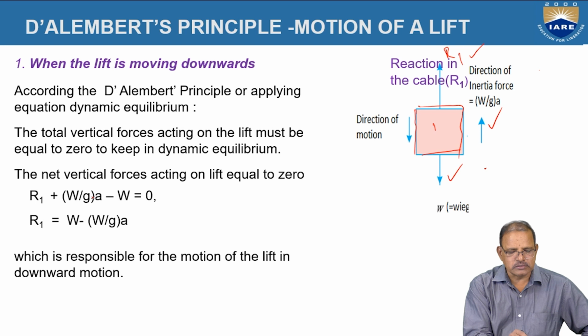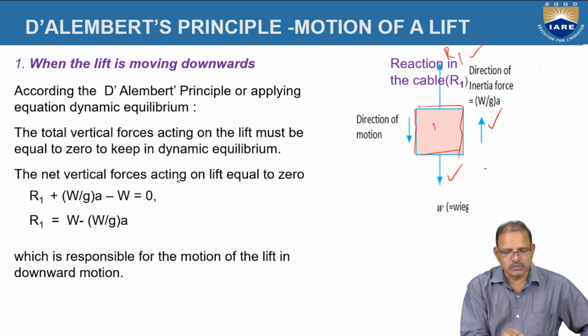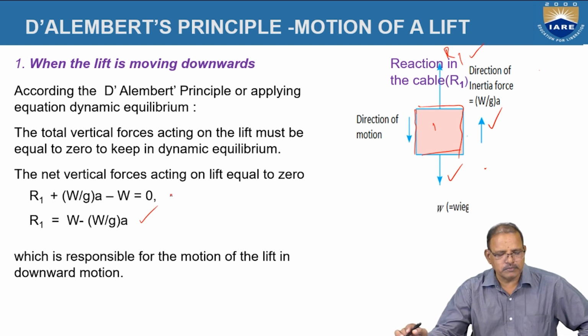So, R1 plus W by g into A minus W is equal to 0. From this relation, we get R1 is equal to W minus W A by g. That is the tension in the string, obtained by using this relation.